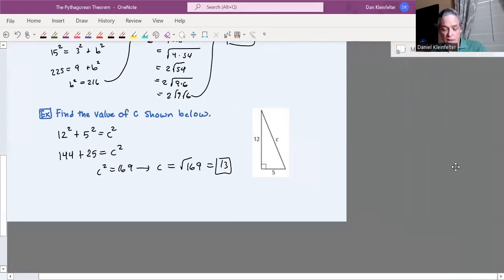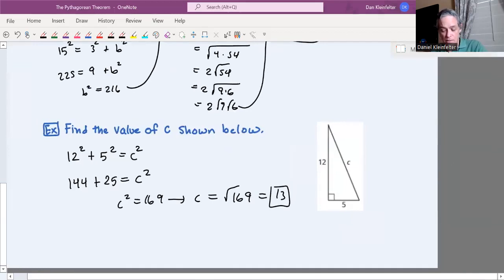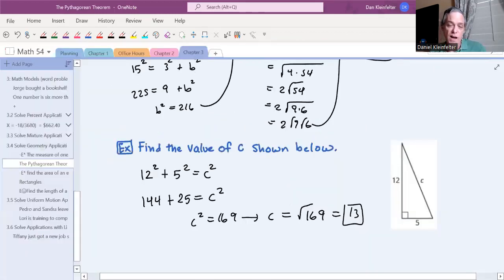We'll spend more time working on square roots at a later date. If you're finding those at all off-putting, let me know. We can talk about them.